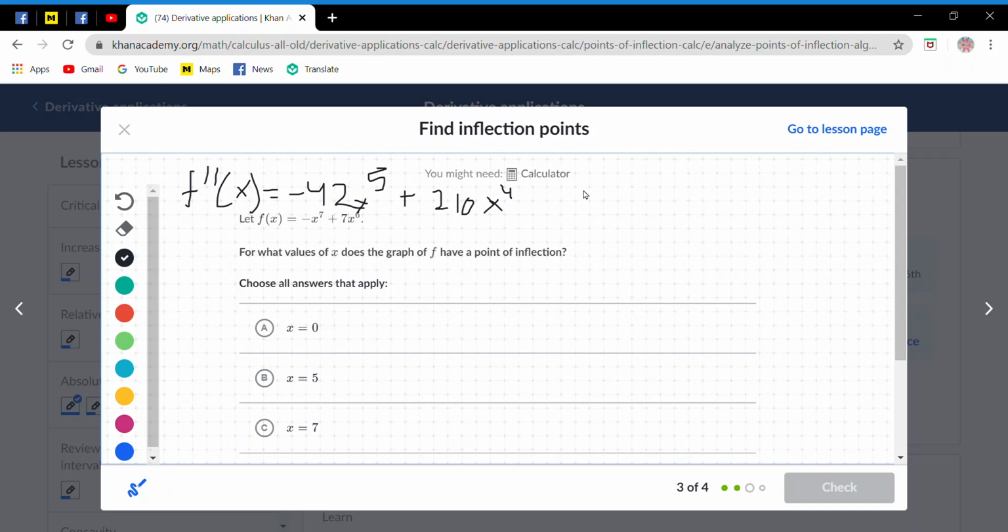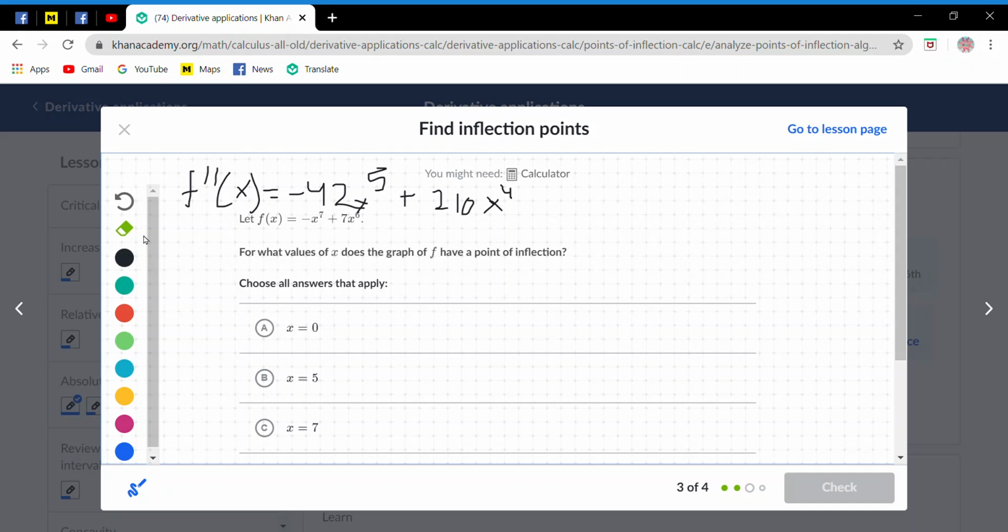We can factor out 42. So if we factor out 42 x to the fourth, then this becomes negative x plus 5 times x to the fourth. So this is equal to 0. So this is only possible when x is equal to 0 or when x is equal to 5. So these are our candidate inflection points.